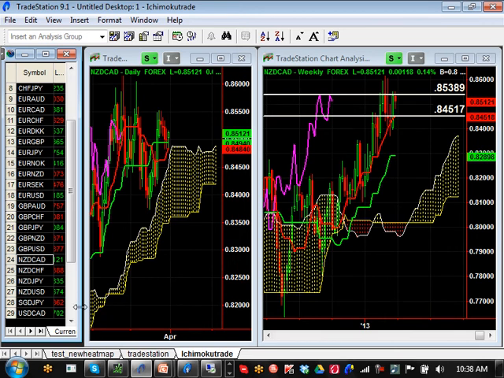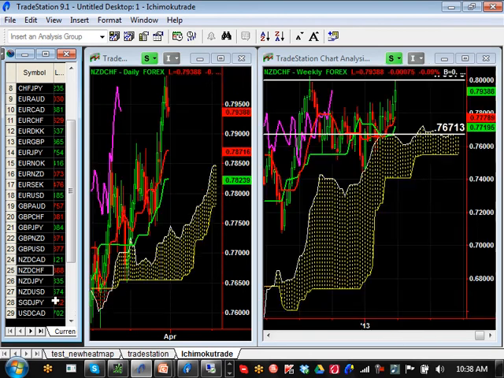New Zealand CAD, bullish trending on the weekly. Bounced off the minor support at 84.51. It's at a minor resistance at 85.38. If it breaks that, this can continue on its trend to the top side.